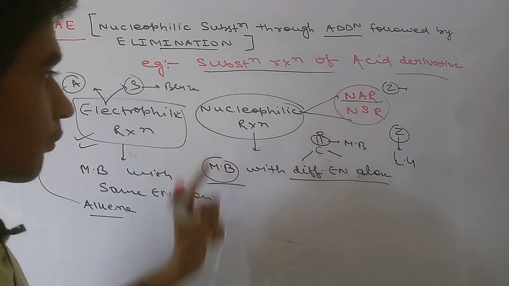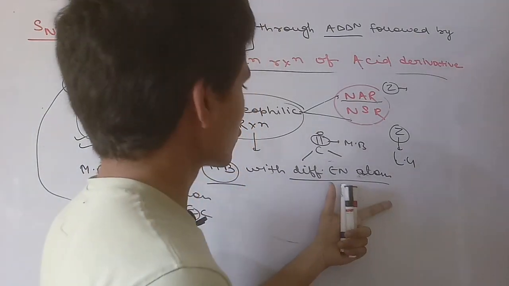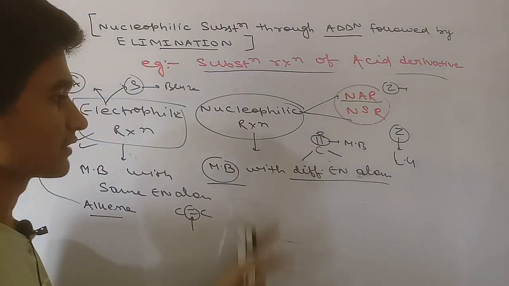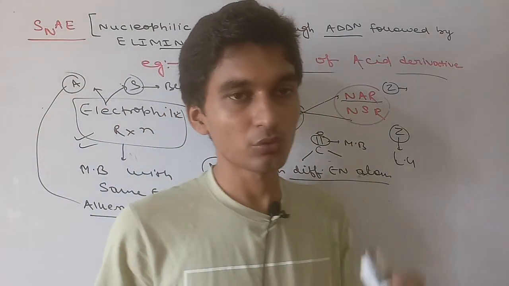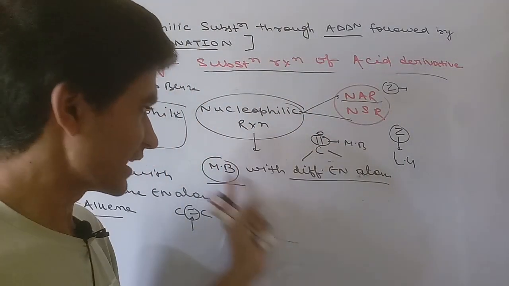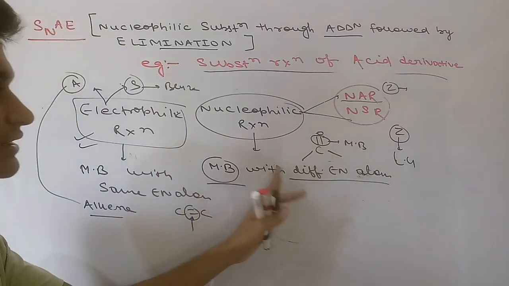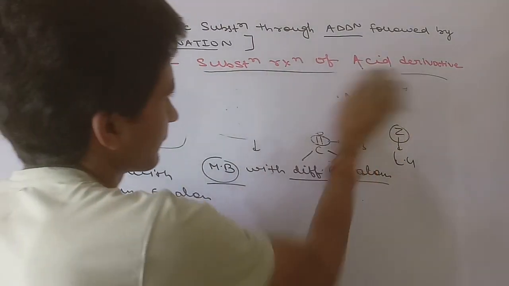And one more thing: why I am saying that if a multiple bond is present between two different EN atoms, then those compounds will undergo nucleophilic reaction. I have discussed its reason in my first video of organic reaction, so go and watch that first video, you will get the idea of the reason behind this. I am not discussing the reason, I am discussing the direct conclusion of that video.